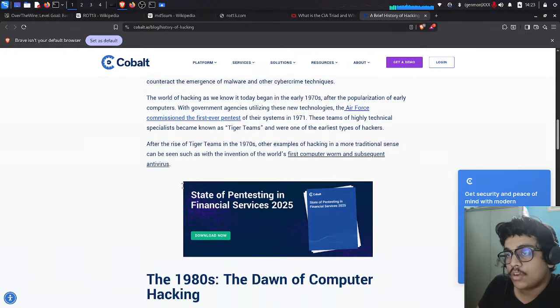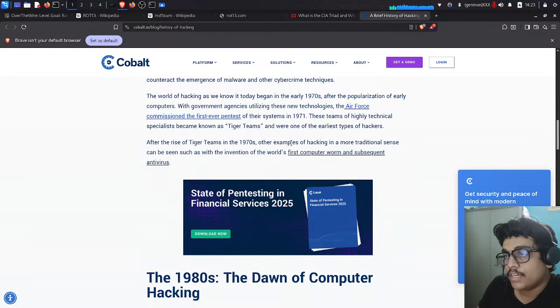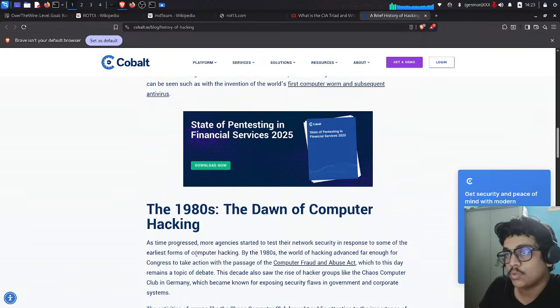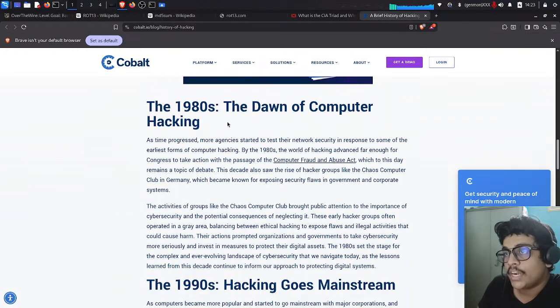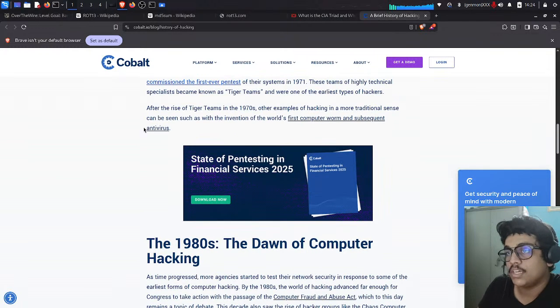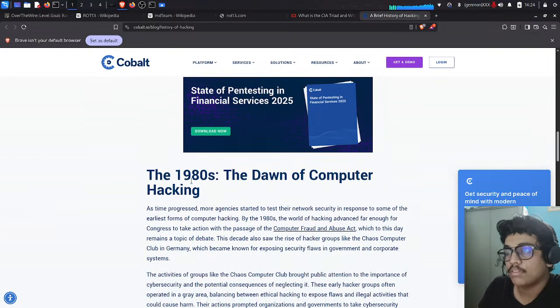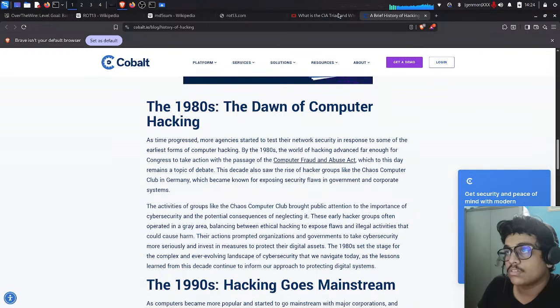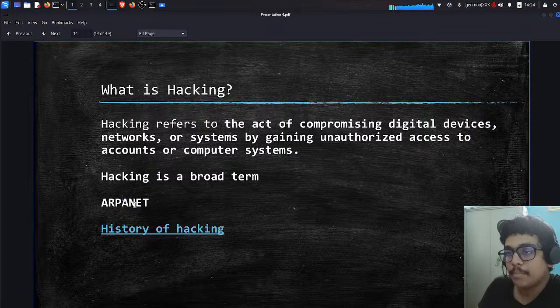After the rise of tiger teams in the 1970s, other examples of hacking in a more traditional sense can be seen, such as the invention of the first computer bomb and subsequent antivirus. We will have a dedicated session on this special type of antivirus. We will see a practical of how this antivirus works. So let's move to another topic, that is ARPANET.